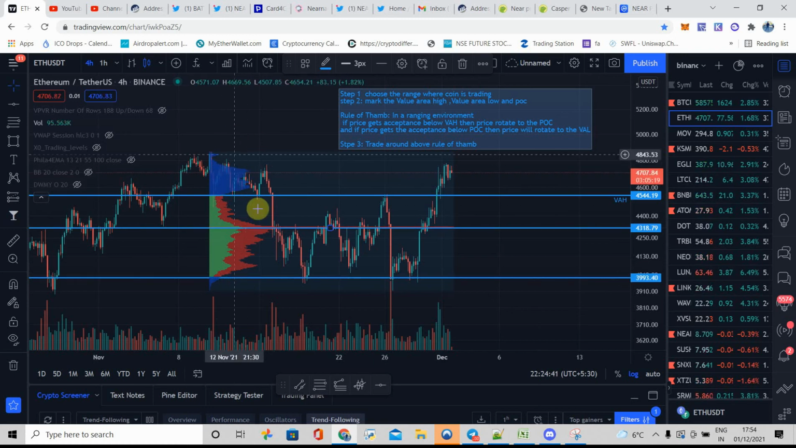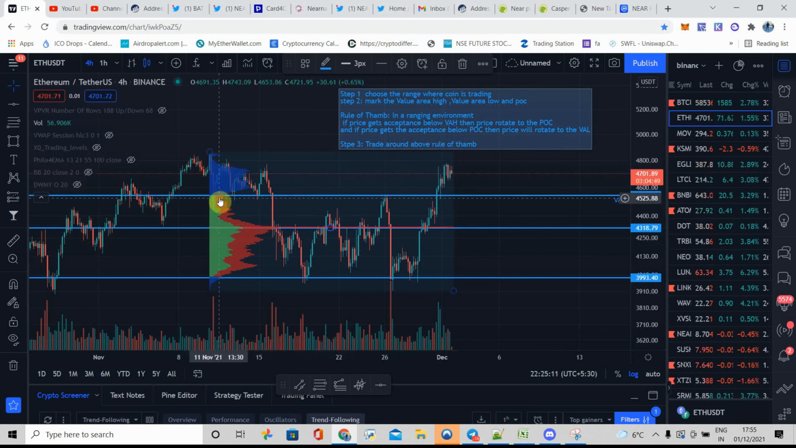Okay, so now we are in this trading range environment, and the rule of thumb we have to keep in mind is that in a ranging environment, if price gets acceptance below the value area high, then the price always rotates to the point of control. If price gets acceptance below the point of control, then the price will rotate to the value area low. So let's see with an example.